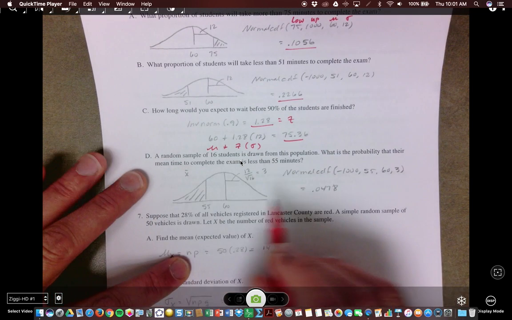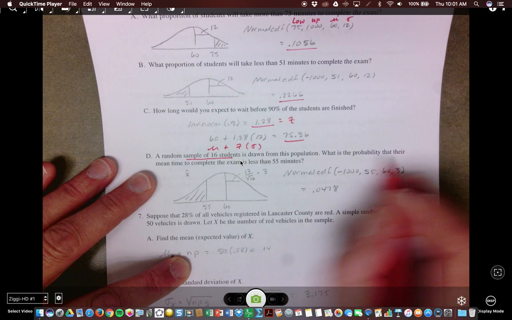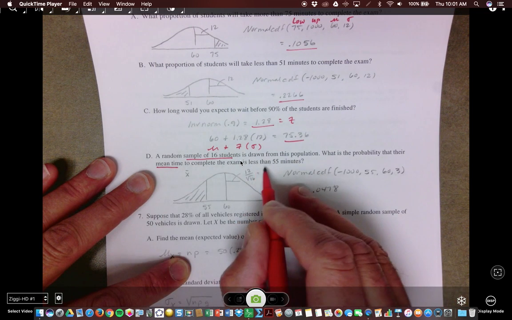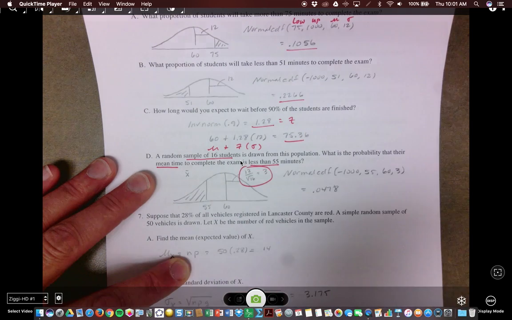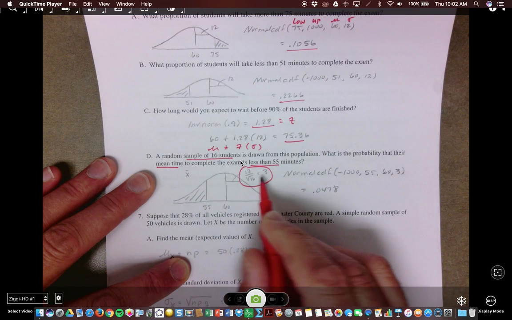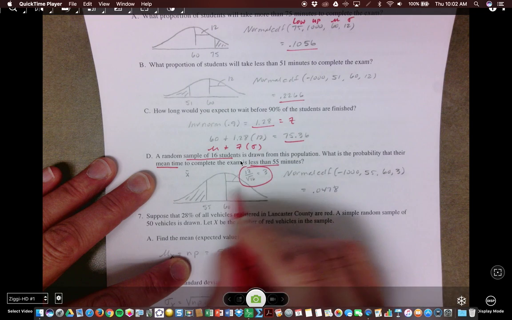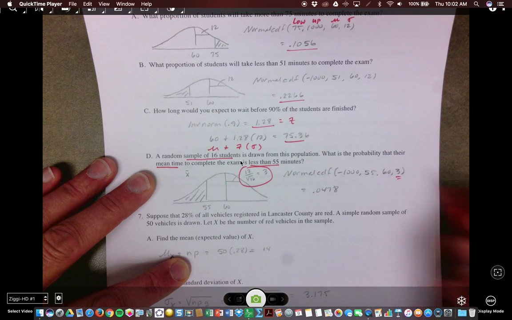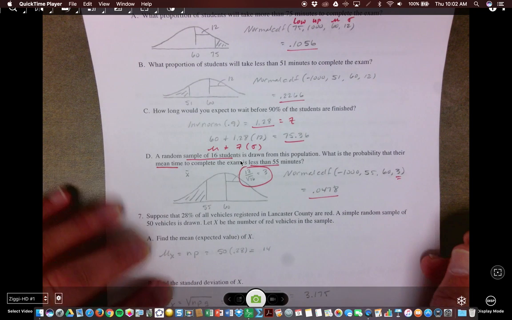Okay, then part D is, now we've got a sample of 16 students and we want to know the probability that their mean time is less than 55. This is where we have to make that adjustment in the standard deviation. It's sigma divided by the square root of n, so 12 divided by the square root of 16 is going to give you 3. So this is the same kind of question, except you're going to put 3 in for the standard deviation, and you're going to end up with about 4.7%.